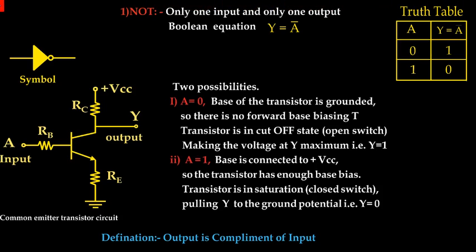So if logic 0 is connected at the input of the base, then the transistor will be off. Since the path from collector to emitter is off, that is, the transistor is off, the voltage drop across resistor RC will be high. Hence at the Y output we will get high voltage. So here at the base we have connected logic 0 and we are getting logic high at the output.